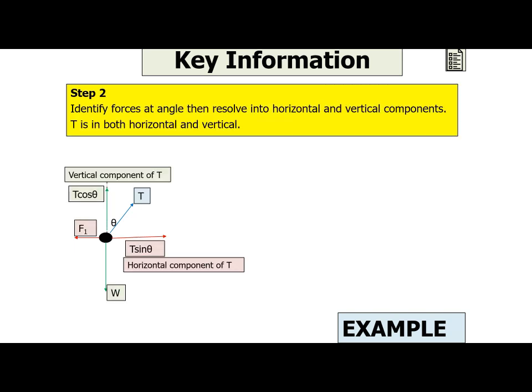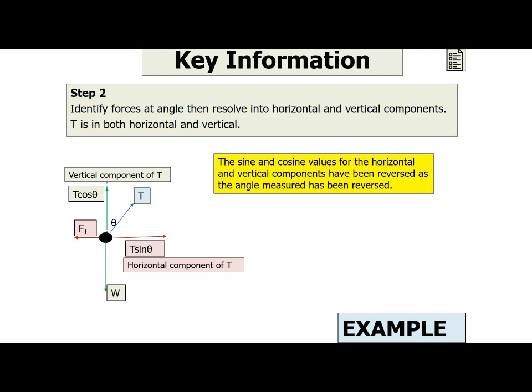The next step is to identify the forces at an angle and then resolve them into horizontal and vertical components. So T is at an angle, so it must have a component in the vertical and in the horizontal. Now the sine and cosine values for the horizontal and vertical components of T have been reversed, as the angle measured has also been reversed from the horizontal because it's coming from the vertical. So therefore we can say the vertical component is T cos theta, and then the horizontal component is T sine theta. You can do that by drawing out your triangle and using your trigonometric identities for sine and cosine.